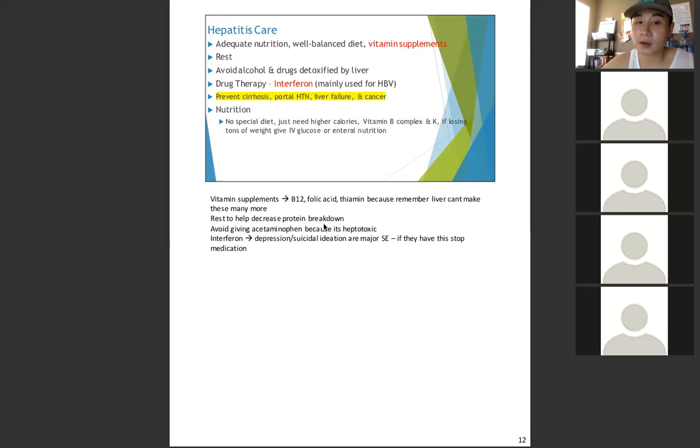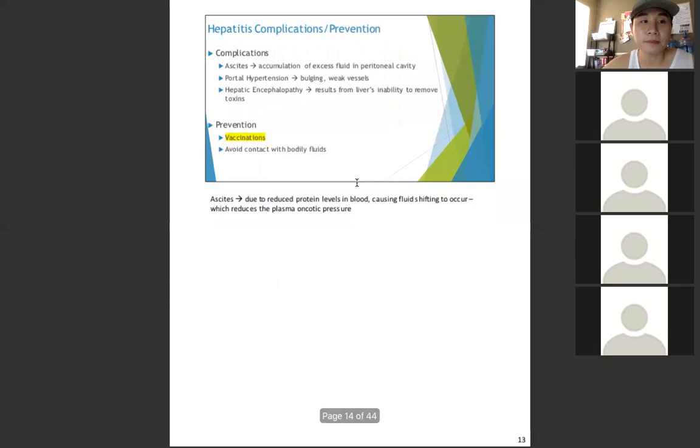Avoid giving acetaminophen because of hepatotoxicity. With interferon, depression and suicidal ideation are major side effects. If they have this, hold and stop the medication. Okay? All right, next we have complications and prevention.